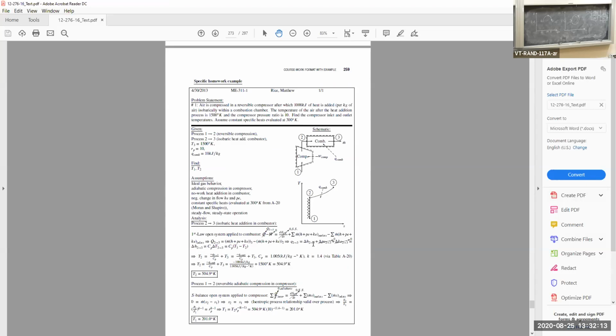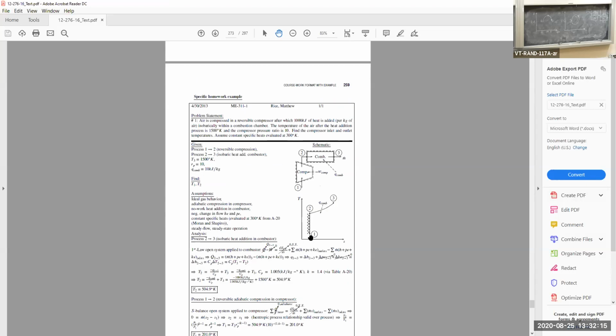Here's an example. You don't have to worry about this. This is a little bit complicated. We have a process involving air moving through a couple of devices. I see the word isobaric here. Don't worry about this reversible and all this other stuff. Here's a diagram. It's a TS diagram. S is actually entropy. We're not going to get to entropy for about 4 or 5 weeks, so don't worry about that.